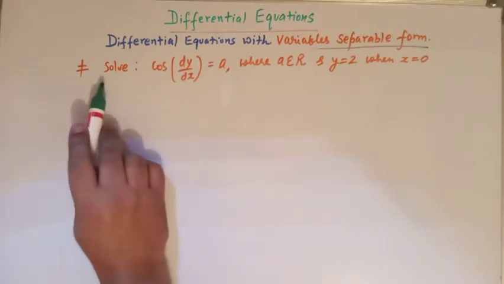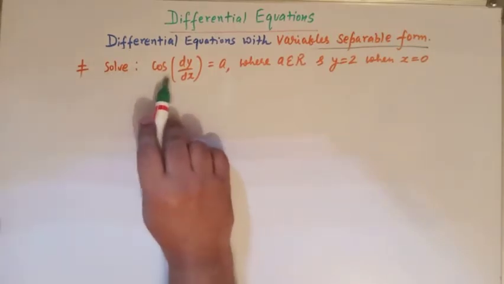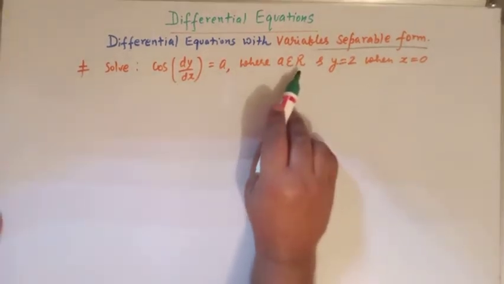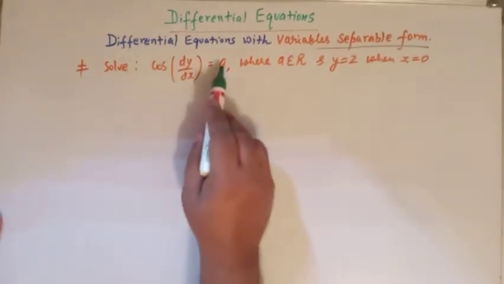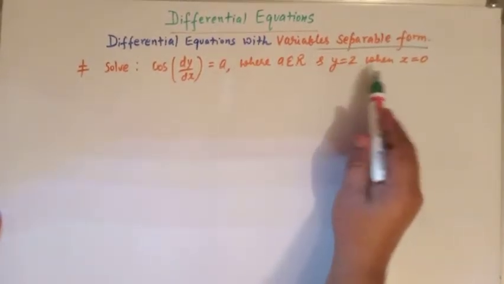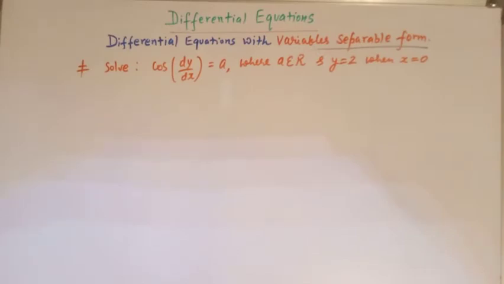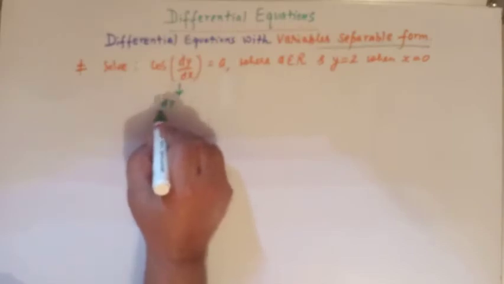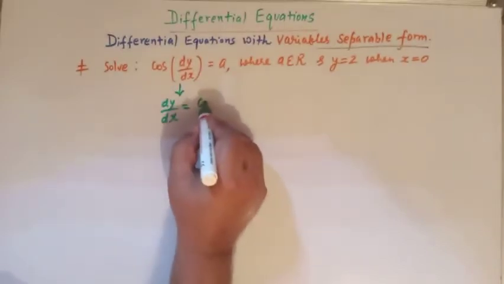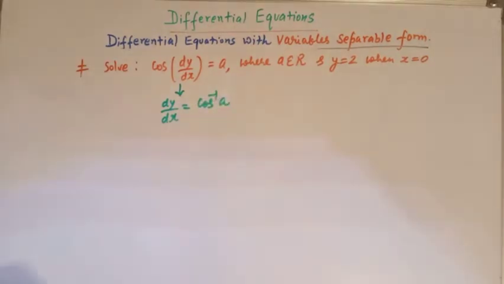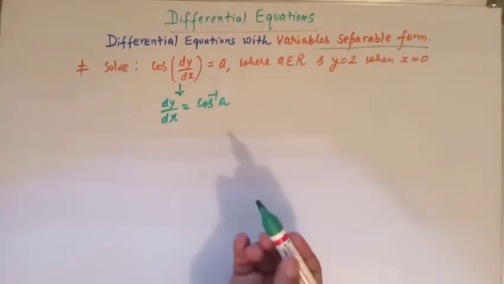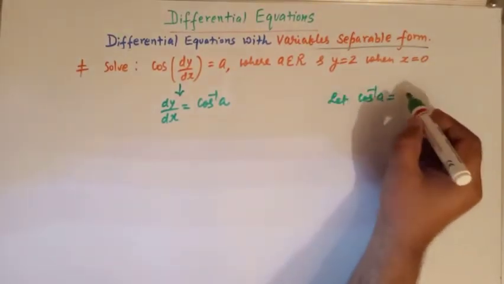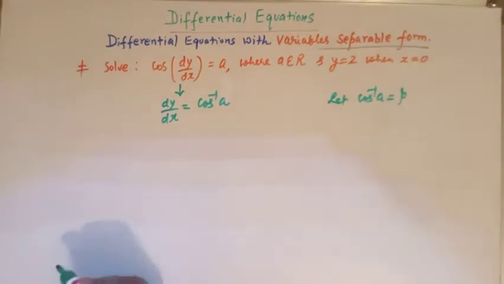Now viewers, here we have the differential equation cos of dy by dx is equal to a, where a is some real number, and we have to solve this differential equation when y is equal to 2 and x is equal to 0. So this differential equation can be written as dy over dx is equal to cos inverse of a. Clear? Now this cos inverse of a is a constant, and let cos inverse of a be written as p.